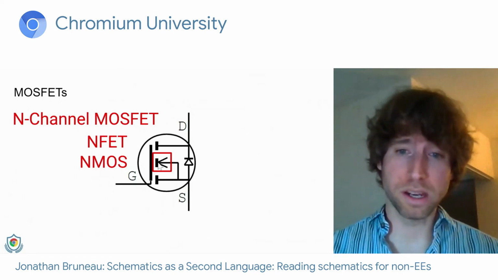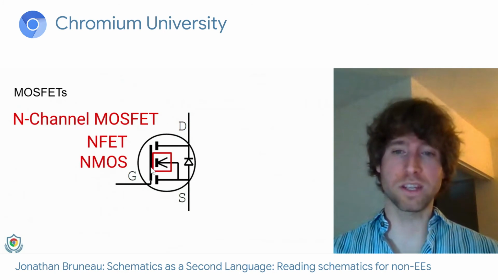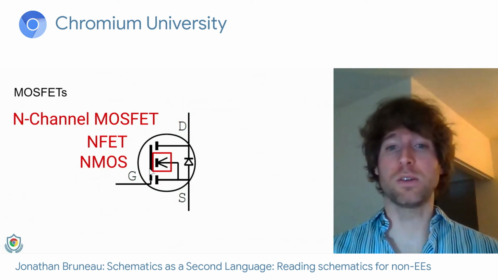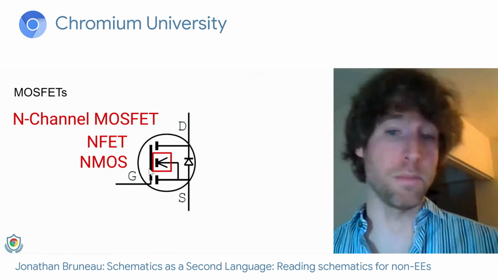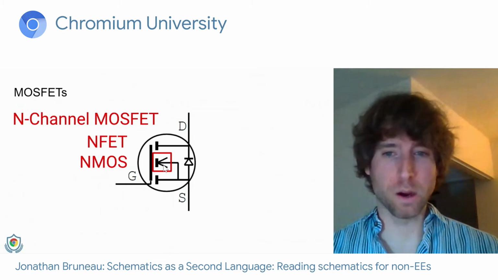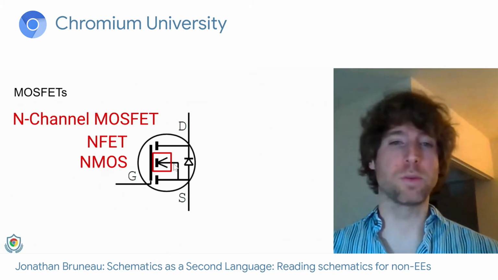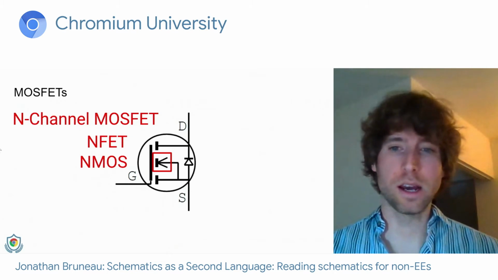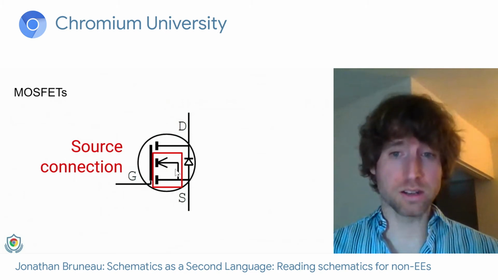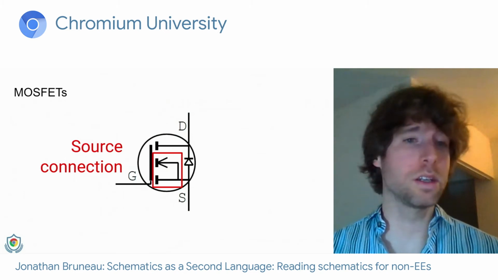So the arrow here pointing towards the center of the gate is referred to as an N-channel MOSFET, or N-FET, or NMOS, depending on which part of the country you're traveling. If the arrow were to point away from the gate, this would be a P-channel MOSFET. Now, these two lines connect together, and the connection here tells you where the source is.